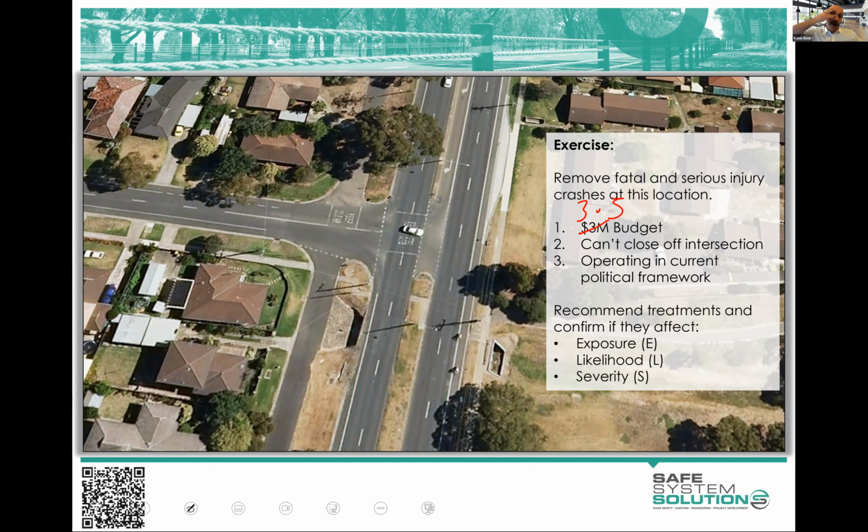Third one is you're operating in your current political, organizational, community framework. So if you're proposing something highly radical, you would need to be able to give us a little idea of how that might happen.